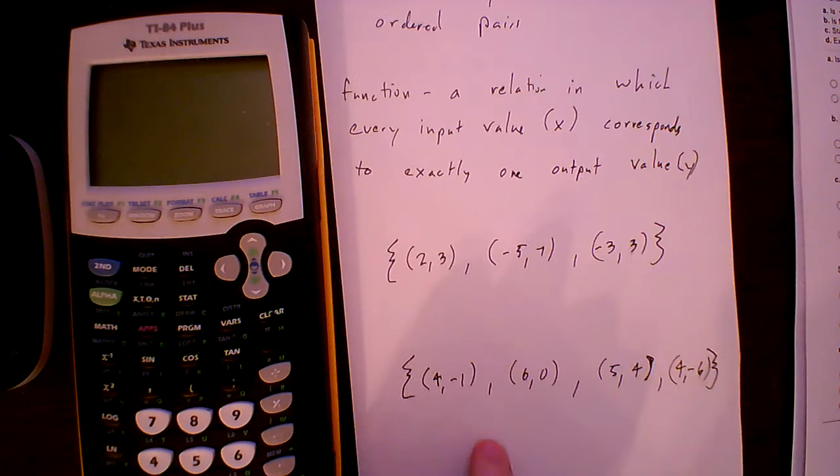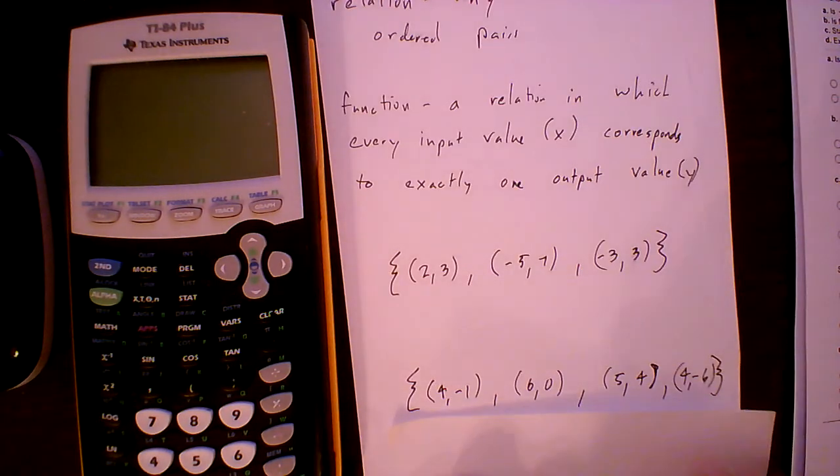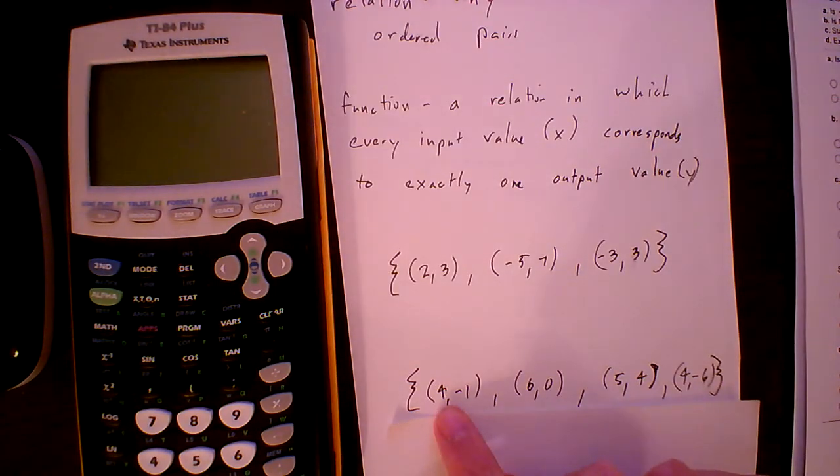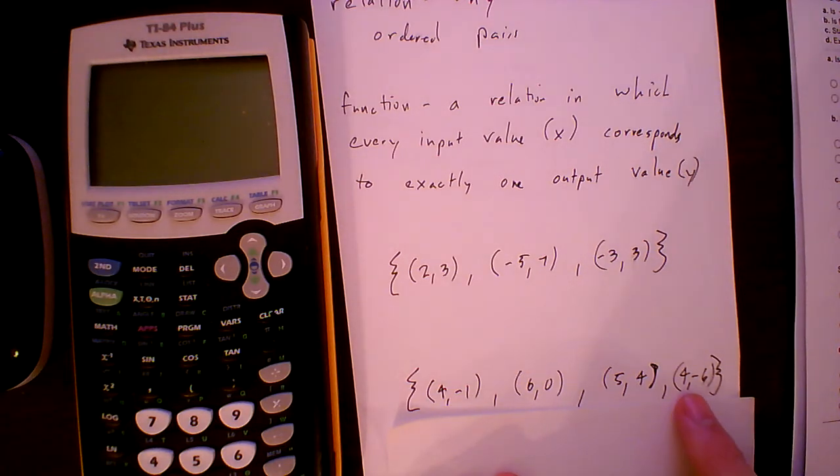This next example, on the other hand, is not, because here we have an input value of 4 that goes with an output value of -1. And if you look over here, we have the same input value of 4 that goes with the output value of -6. This is the same input value that goes with two different output values. This cannot happen if you want to be looking at a function. So while this set is a relation, all sets really are relations, it is not a function. We can recognize that by the repeated x values, the repeated input values here in our relation.